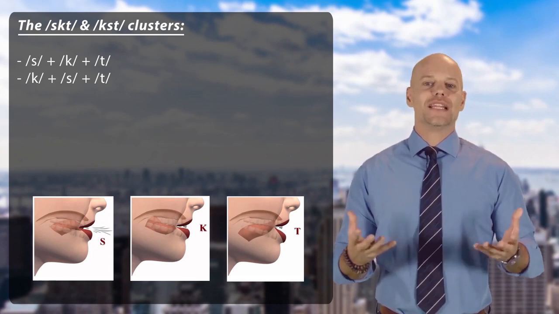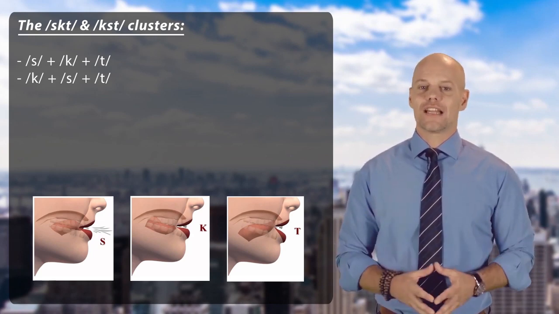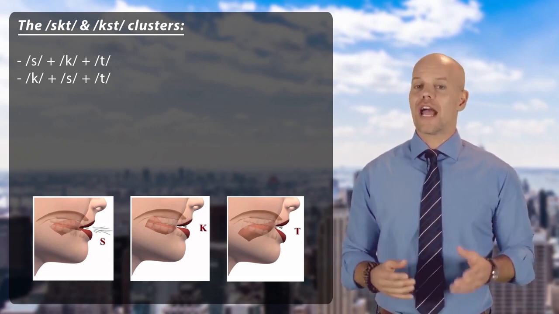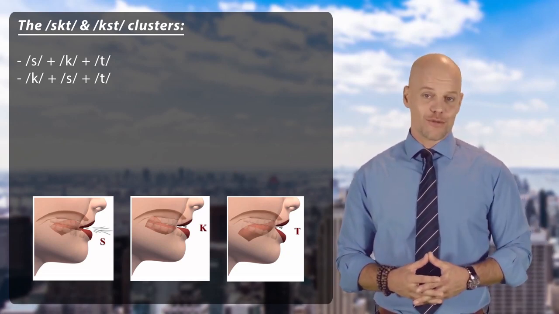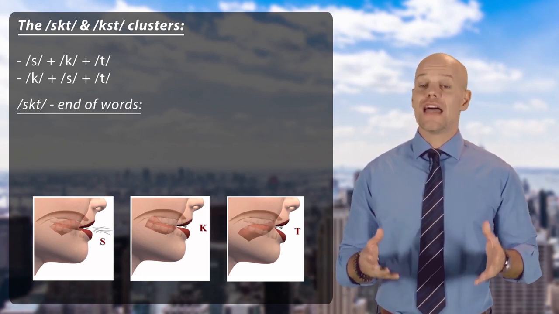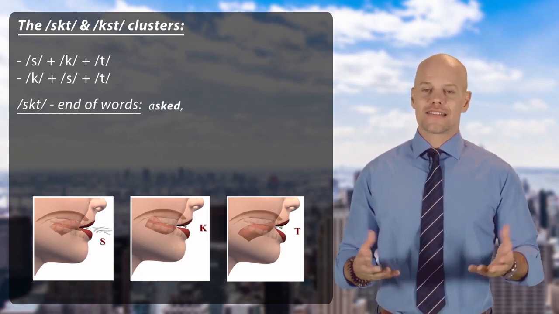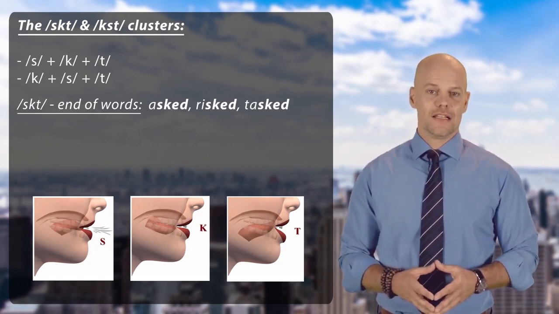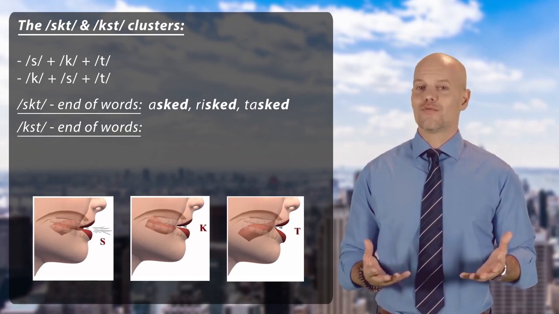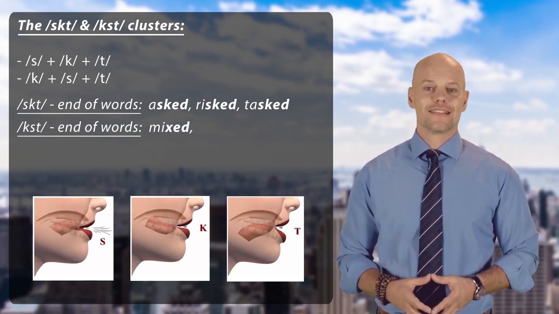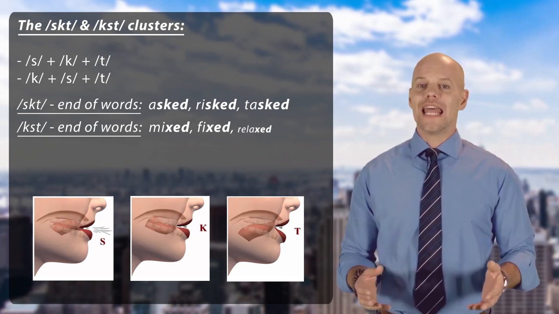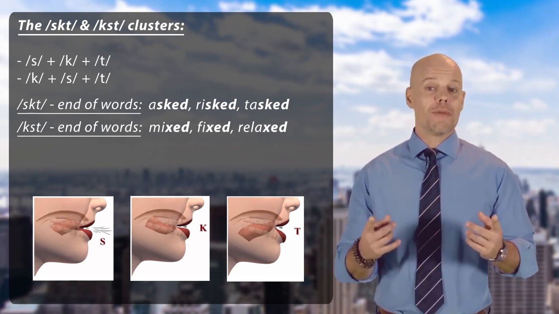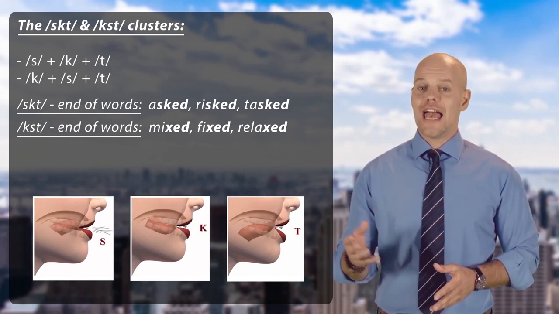Okay. Now, let's practice the skt and kst clusters in words. In English, these clusters only occur at the end of regular past tense verbs. The skt at the end of words: asked, risked, tasked. The kst at the end of words: mixed, fixed, relaxed. Say the s part long to remember that it needs to be pronounced.